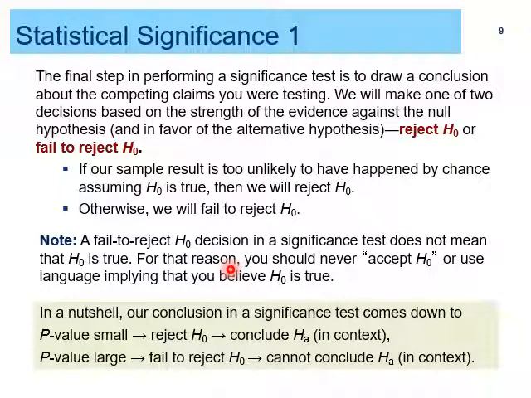In a nutshell, our conclusion in a significance test comes down to this: we get a p-value. If the p-value is small, we reject the null hypothesis and conclude in favor of the alternative hypothesis. And if the p-value is large, we fail to reject the null hypothesis and cannot conclude in favor of the alternative hypothesis.